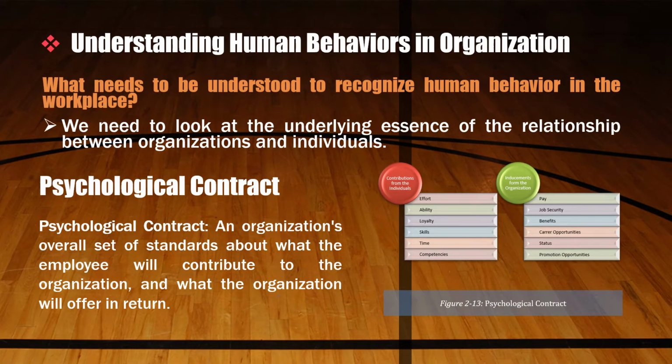Understanding human behaviors in organizations. What needs to be understood to recognize human behavior in the workplace? We need to look at the underlying essence of the relationship between organizations and individuals. Psychological contract: an organization's overall set of standards about what the employee will contribute to the organization, and what the organization will offer in return.